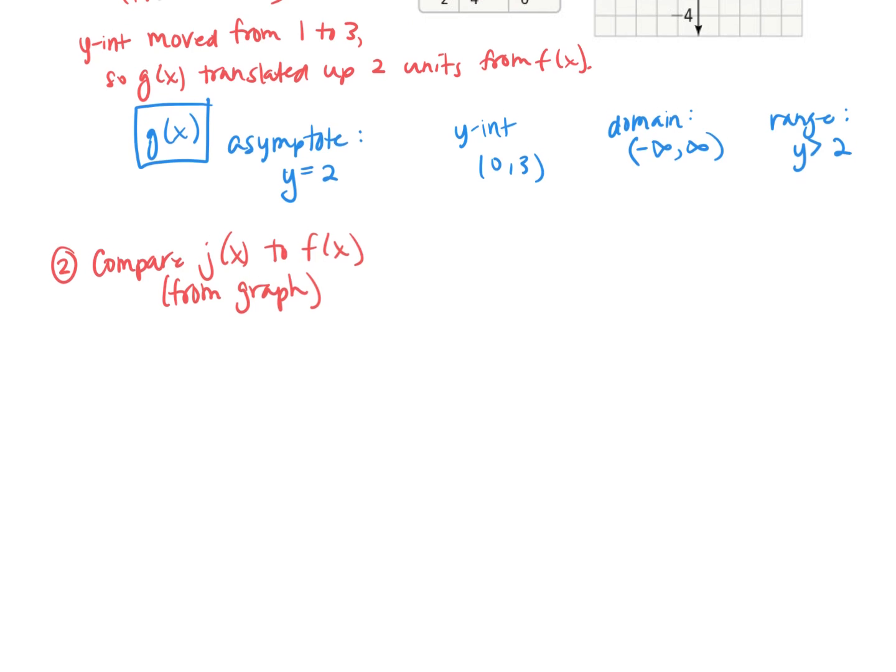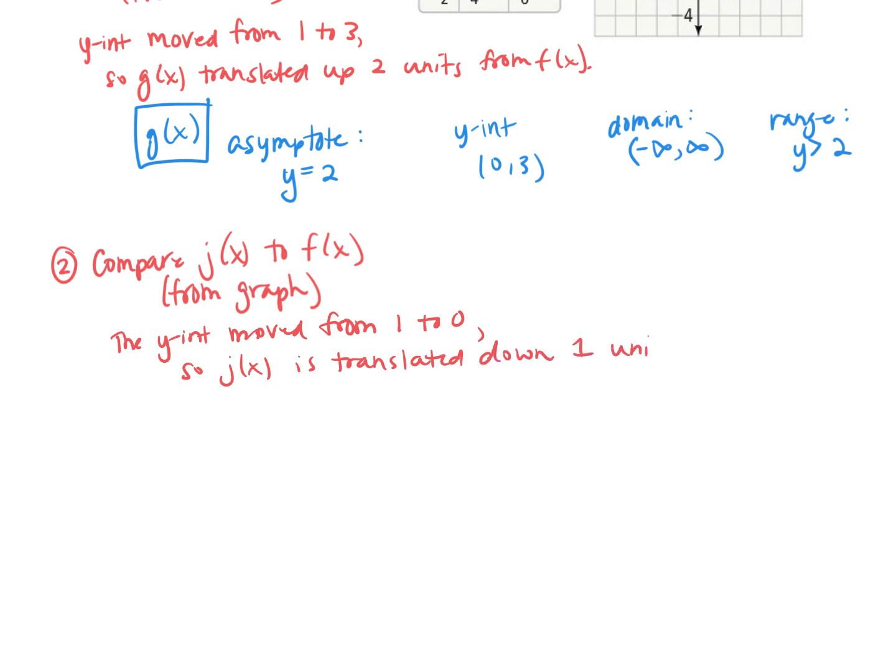So the y-intercept moved from 1 to 0. So that means that j of x is translated down 1 unit. So what do we know about j of x if it's translated down 1 unit?